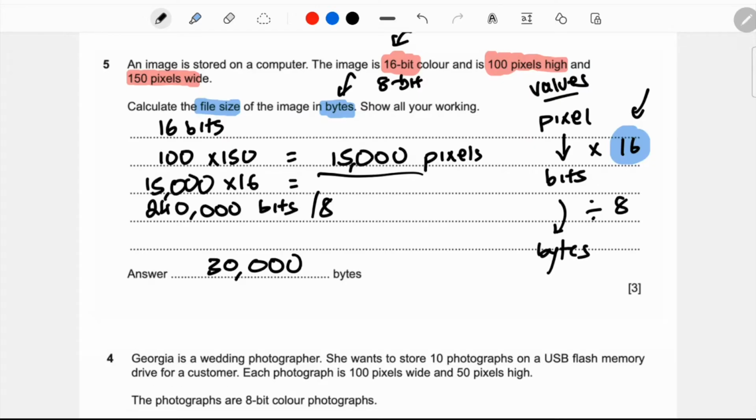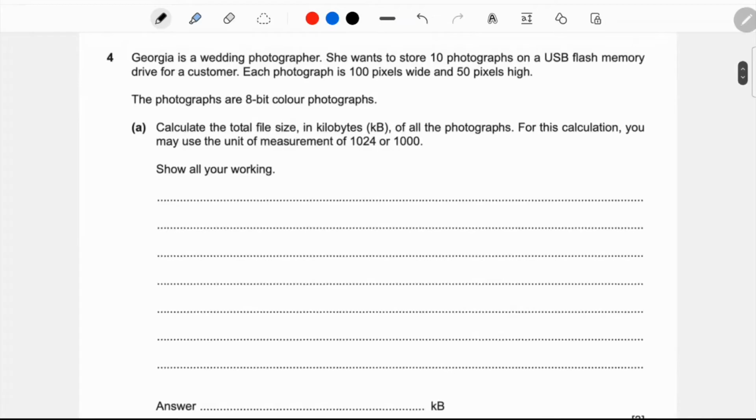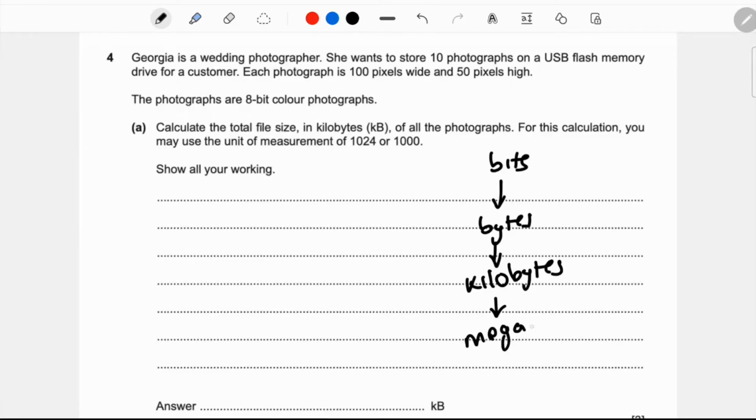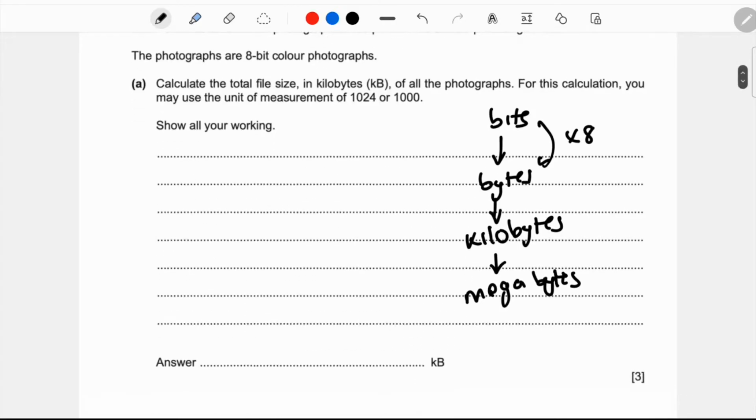Now, let's go to the next question. Again, let me teach you something. We have bits, we have bytes, we have kilobytes, and then we have megabytes. What is the conversion rate? From bits to bytes, we divide by 8. From bytes to kilobytes, we divide by 1024. From kilobytes to megabytes, we divide by 1024. Always make it like a series, a chain.